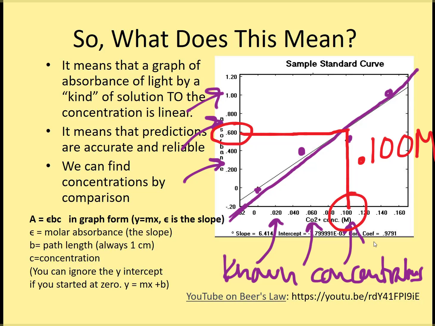And again, in Beer's law, this epsilon, that's the slope. So if we ever really needed to find the molar absorbance, we could calculate the slope, which is rise over run. How much it goes up divided by how much it goes across.